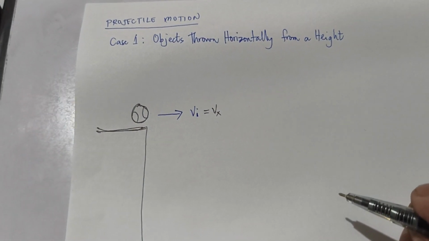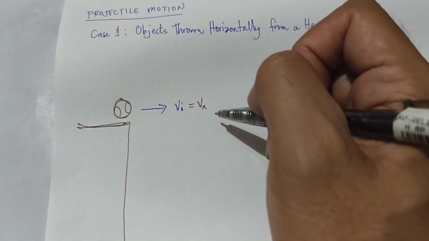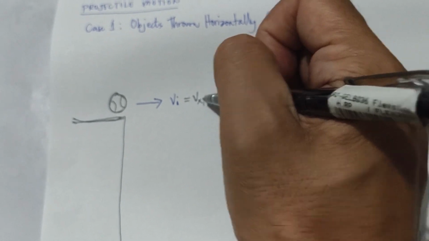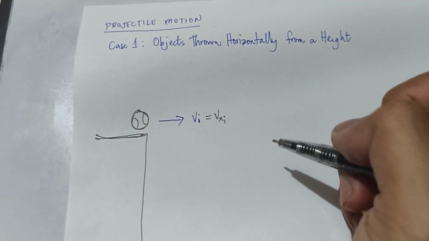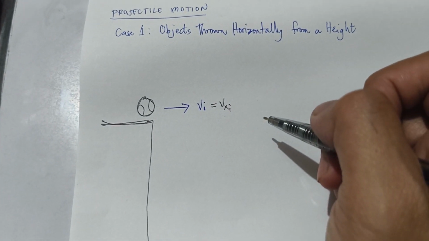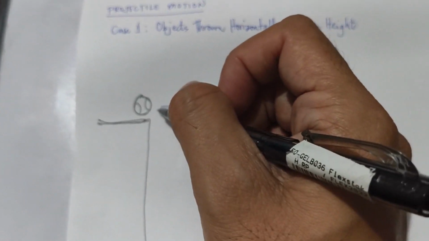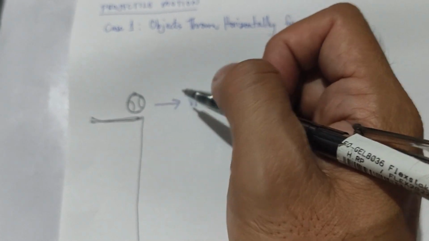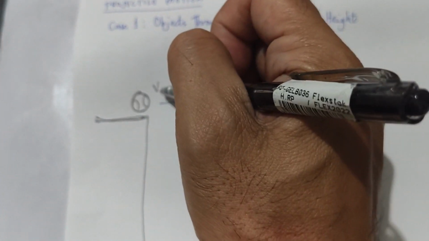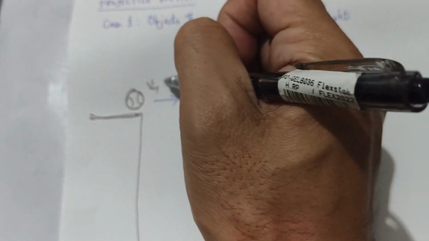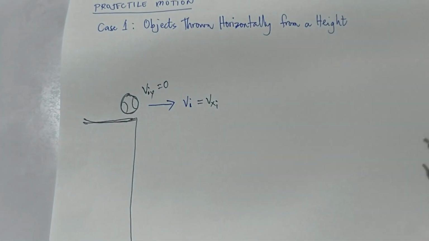Alright? But how about our Vx initial? Pwede mo sabihin na ganon. Vx initial. Alright? But how about the y component of this velocity initially? So as you can see in the diagram, it has no y component. Therefore, the initial velocity along y is 0.